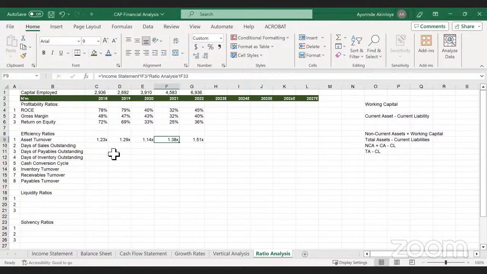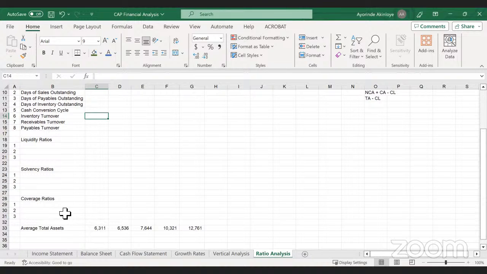Okay, so that is assets turnover. I'm going to calculate inventory turnover. I now want you guys to do receivables turnover for me. When I finish inventory turnover, I want you to do receivables turnover for me. So I want to see if you understand this.